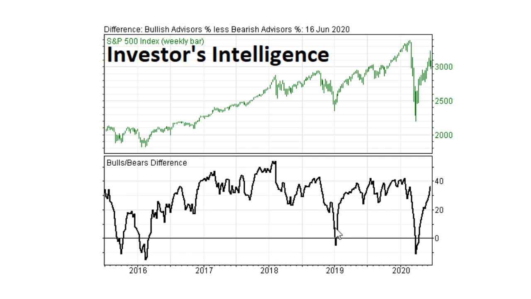Now, this is based on the letter writers, what they're thinking, whether they're bullish or bearish. So this 0 line is where, if the black line is at 0, it would mean there's an equal number of bulls and bears. And whenever there's more bears than bulls, this will drop down under the 0 level. That's what we had here when the market really got killed. We had a lot of bearish letter writers.